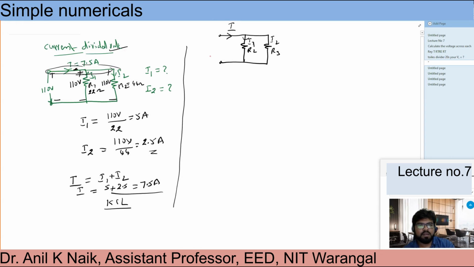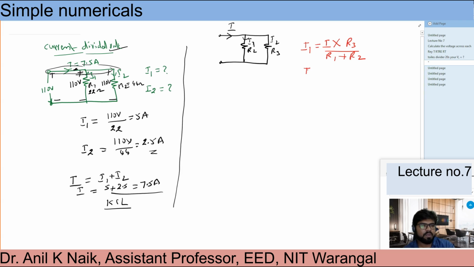And if you want to find what I1 is here, then we have to take the total current flowing in the circuit. Since I want to find I1, I am not going to take this resistor; I will take the one connected opposite to it, like R3, divided by the total resistance R1 plus R2. This is the formula.